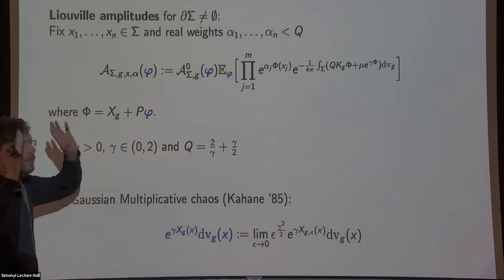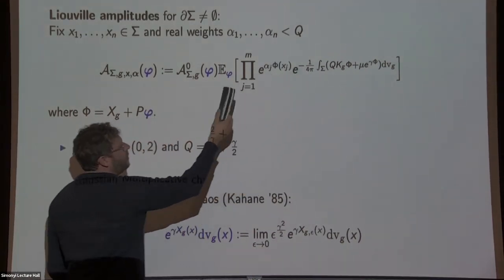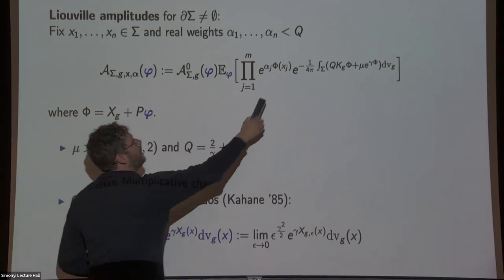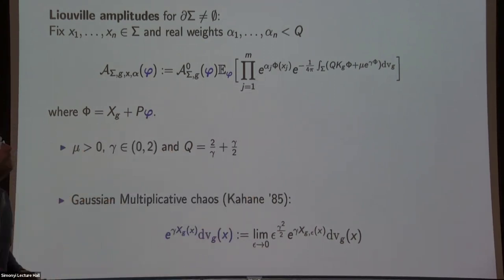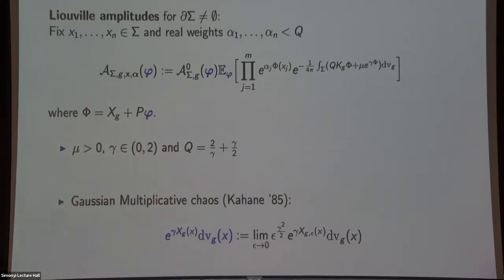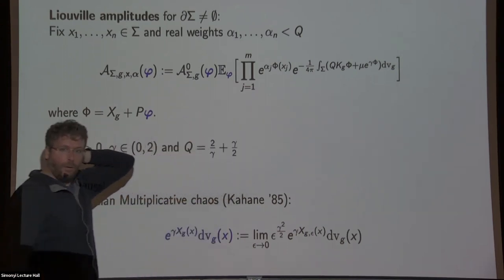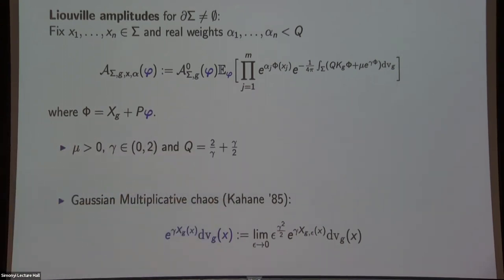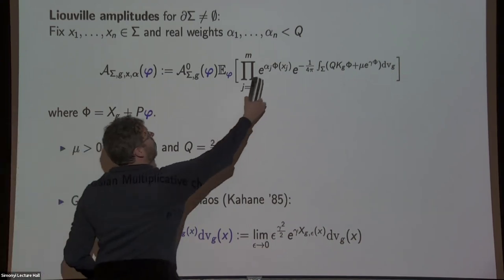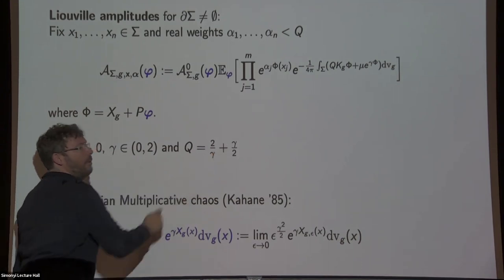And then it's kind of the same game for these terms here. They're not defined pointwise, but you can smooth them at some scale and take epsilon to some powers of alpha. Playing around with probabilistic theorems, you can show that this thing is well defined using probability theory. There is a condition on the weights alpha: they have to be real and smaller than Q equals 2 over gamma plus gamma over 2.